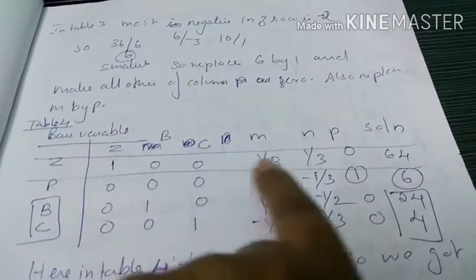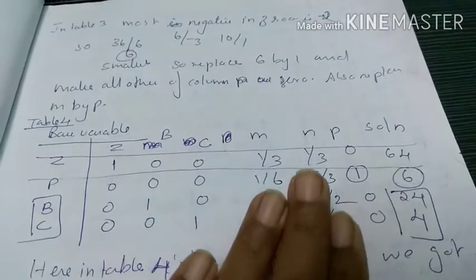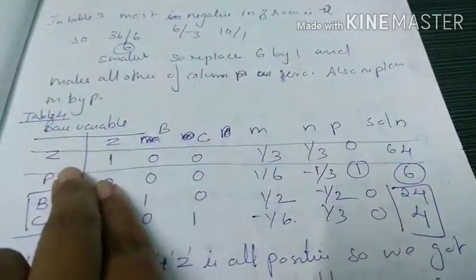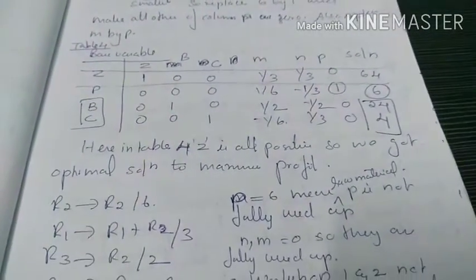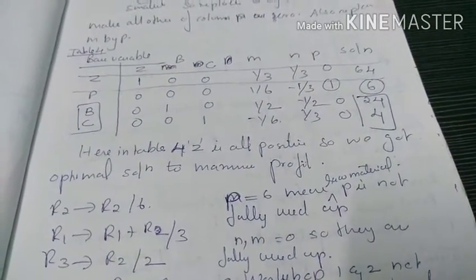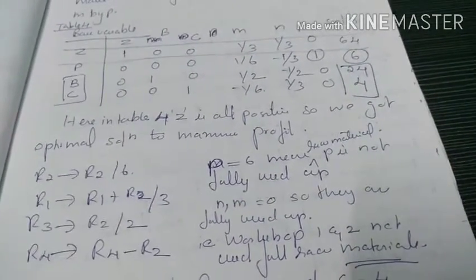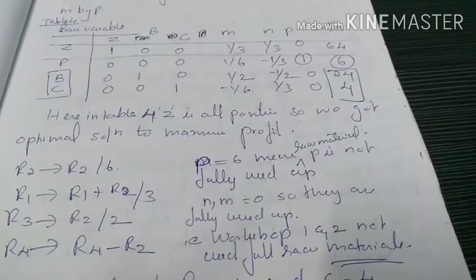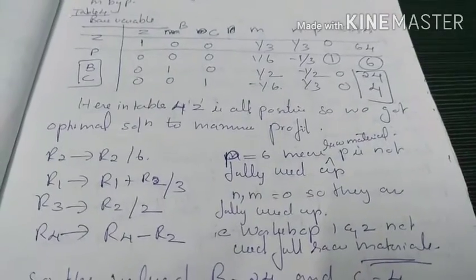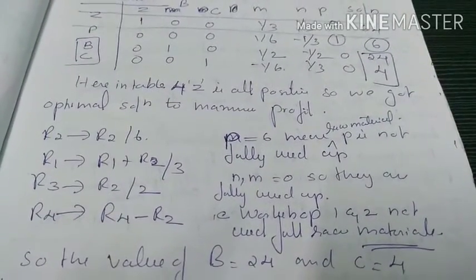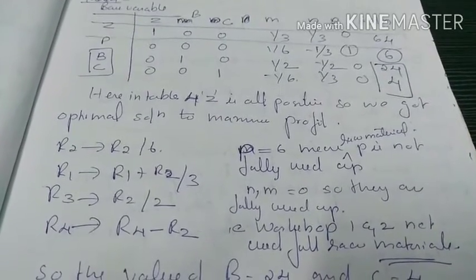Here we can see that there are no negative values, so we stop here because we found the optimal solution. That is, for maximizing profit we got the solution like this. Here in table 4, Z is all positive, so we get the optimal solution to maximize profit. P equal to 6 means raw material P is not fully used up, and N, M equal to 0 means they are fully used up. Only raw material P is left behind.